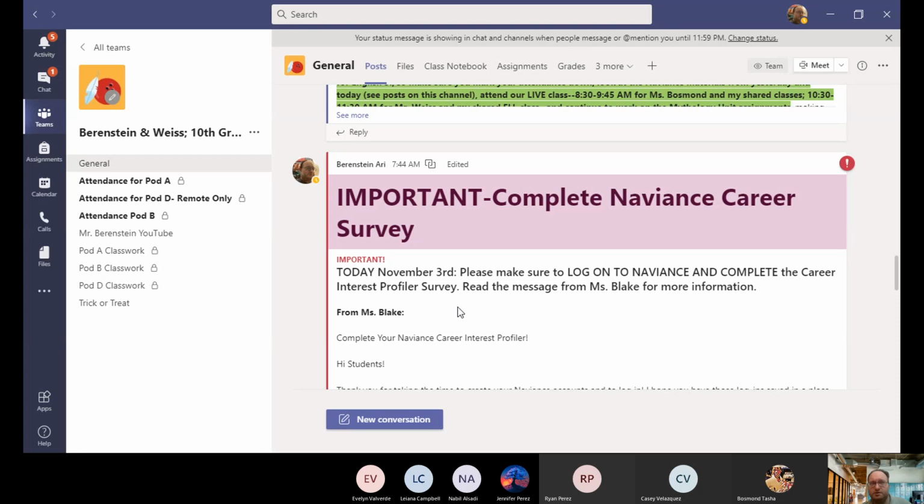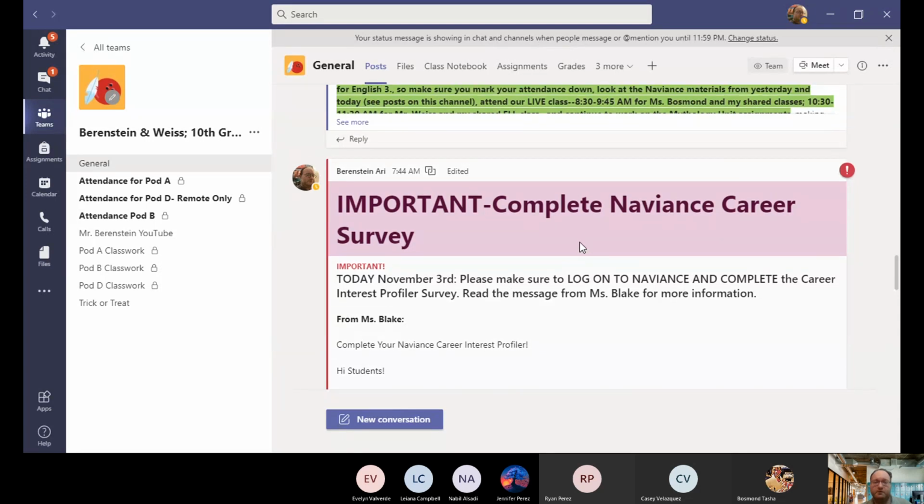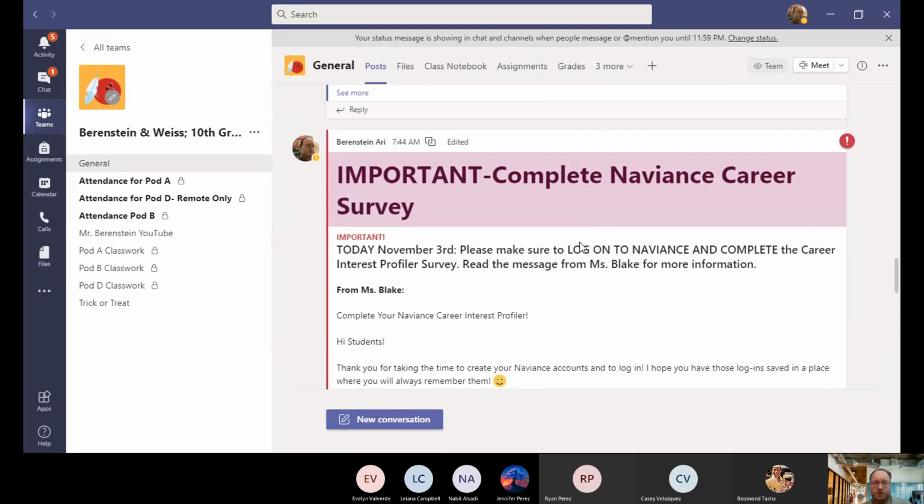to apply to colleges and other specialized programs. So what we're asking you to do for yesterday and today is to log on and register to Naviance.